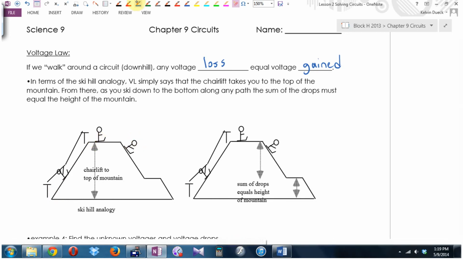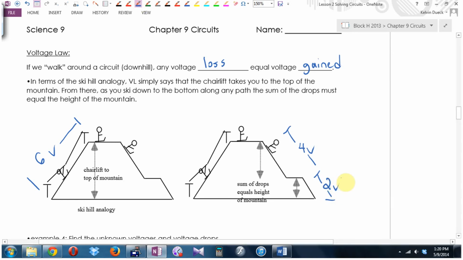So let's suppose instead of a chairlift, this was a 6-volt battery. If this resistor here lost you 4 volts, how many volts would this resistor have to lose you? If you're getting 6 volts from the battery, and you lose 4 volts on the first hill, how many volts must you lose on the second hill for this to work? You're right, 2.